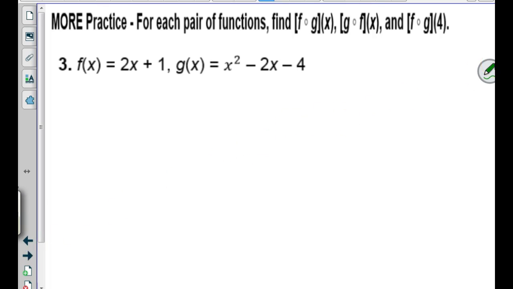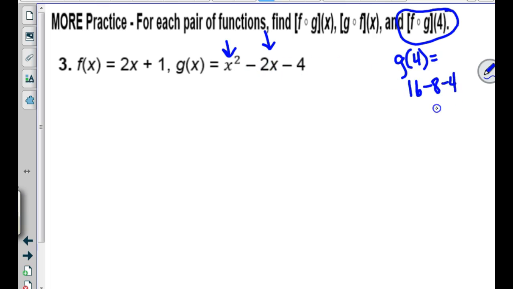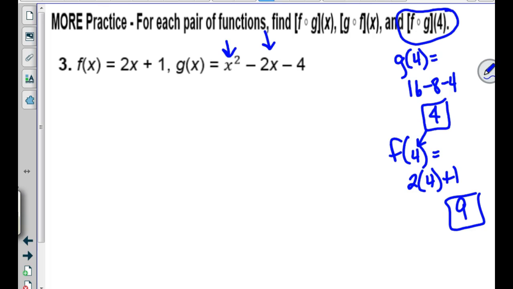All right, number 3. We're supposed to find f of g and g of f, and then f of g of 4. Could we do this before we did anything else? How did I just show you to do this one the easy way? Put the 4 in for g and then that answer into f. So if I put the 4 in here, g of 4 would be 16 minus 8 minus 4, which is 4. And then I'm supposed to put that answer into f, which would be 2 times 4 plus 1 is 9. Okay, so now let's find the function and see if it still works. The function f of g is putting which one into which?